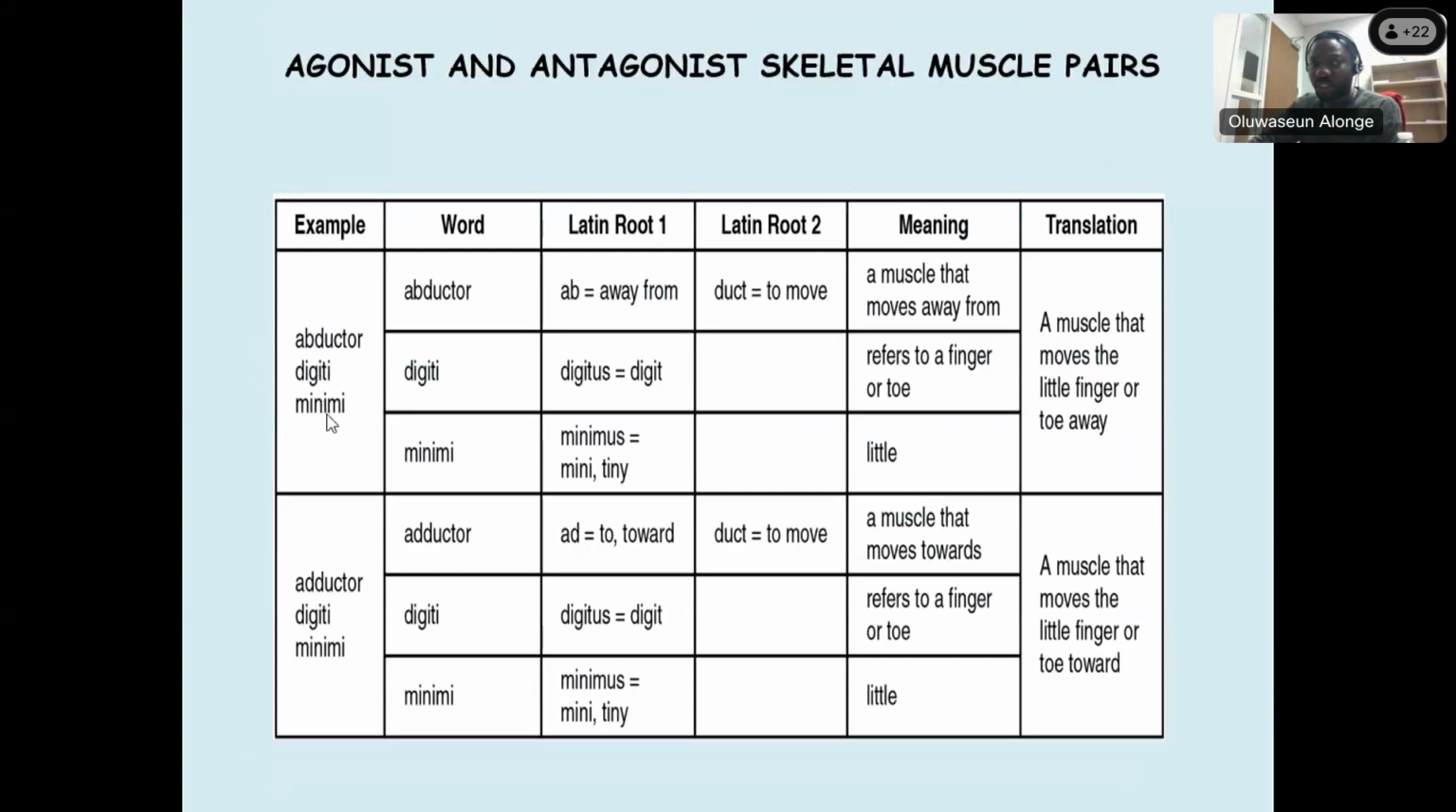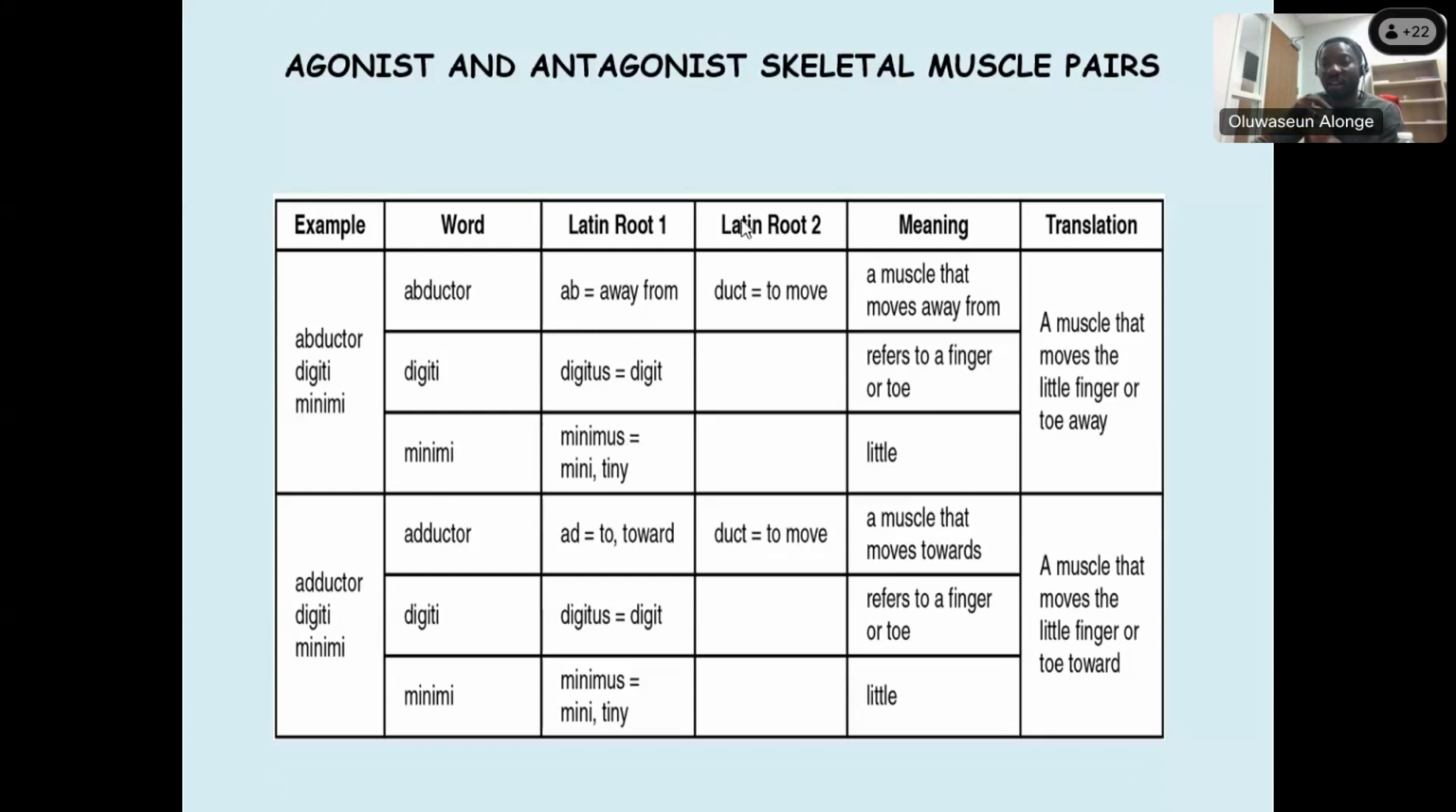Again, like abductor digiti minimi. The words there are abductor, digiti, and minimi. Abductor, away. Digiti is from the word digits, and these are your digits. And then minimi means small. Depressor helps to lower. Elevator, elevate. Depressor, lower. So it means that this is a small muscle around the digits, and they help to move the digits away.